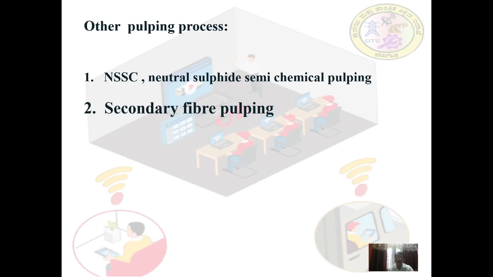Then this secondary fiber pulp is bleached, screened, and then it can be handled like any other pulp. Secondary fiber is worth about 5 times its value as the waste paper.